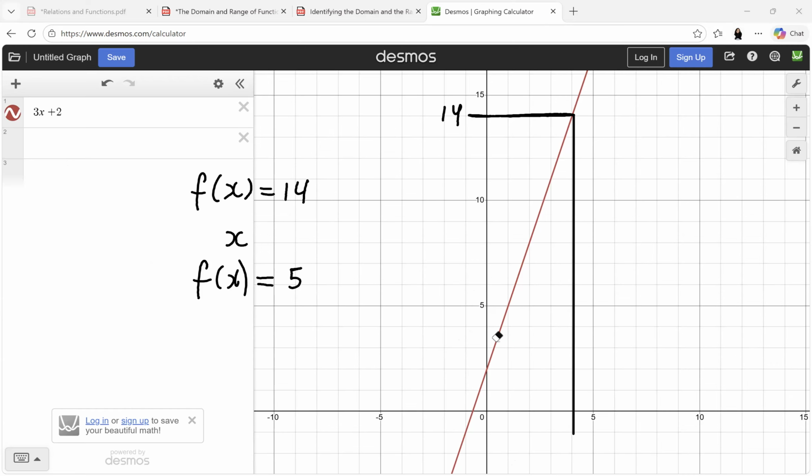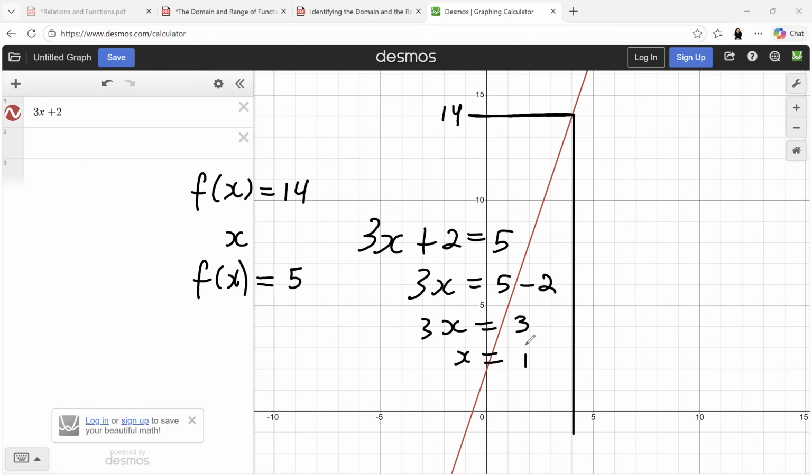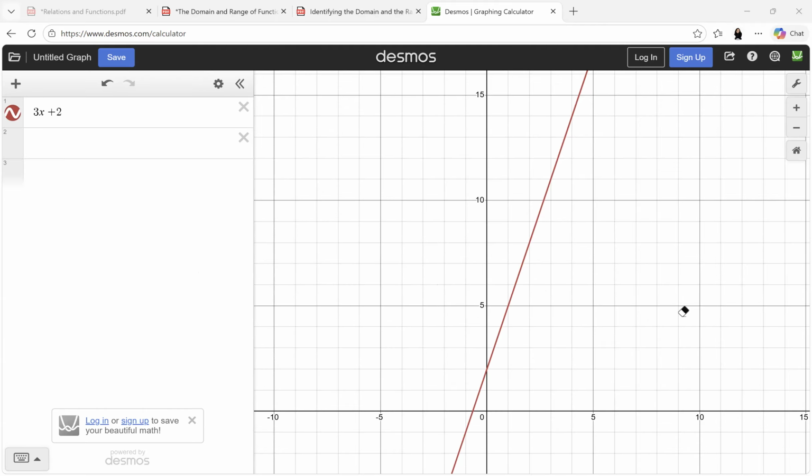And algebraically, which is how we did it last week, we can actually work that out. Because if f of x is equal to 5, I am saying that 3x plus 2 is equal to 5. So then 3x is equal to 5 take away 2, which means that 3x is equal to 3, and so x is equal to 1. But as you saw, guys, you can read that off from the graph as well. If f of x is 5, that means y is equal to 5, and the corresponding x coordinate when y is equal to 5 will be 1.